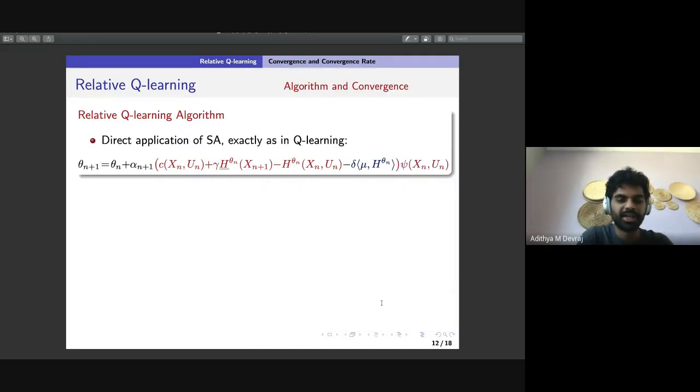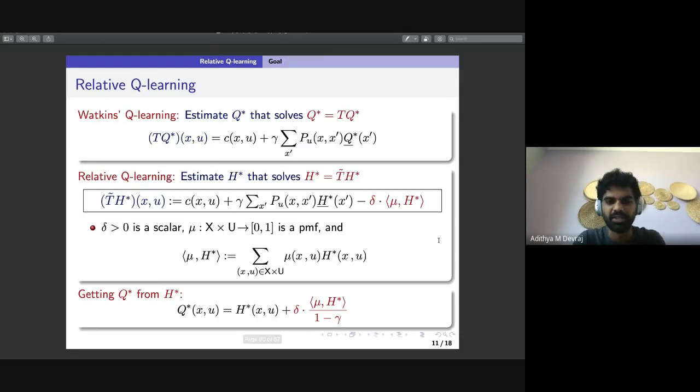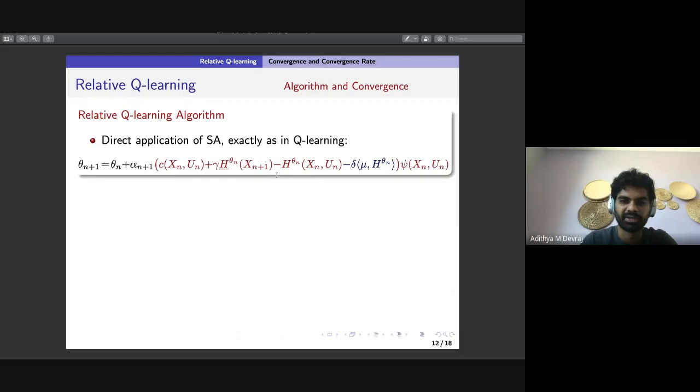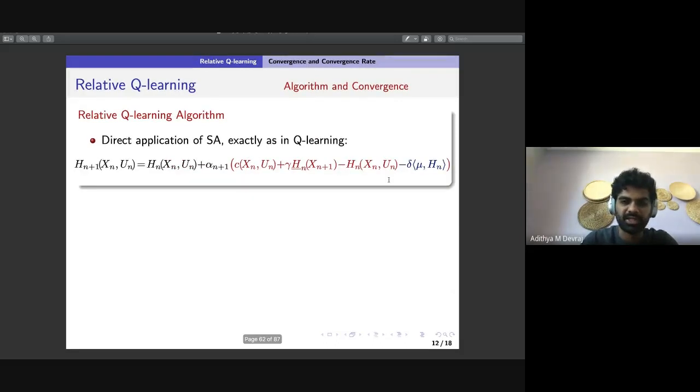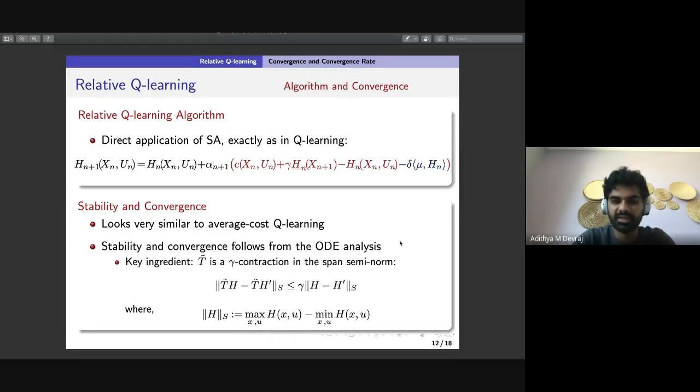Now we can get the relative Q-learning algorithm here by directly applying the stochastic approximation theory to solve this fixed point equation over here, and it is something that looks like this. And again, for the tabular case, it looks like something in a more familiar form over here, where you have an update rule that looks very similar to the Q-learning update rule, except that you're subtracting off a constant over here.